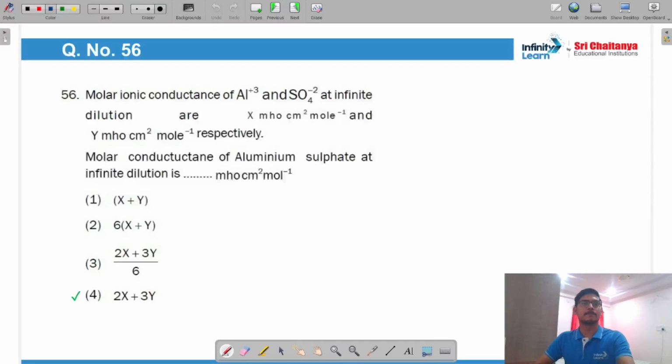Molar conductance of aluminum is given as x, for sulfate it is given as y. The molar conductance of aluminum sulfate would be given as per the formula of the electrolyte. So the molar conductance of the electrolyte would be twice the value of x and thrice the value of y.